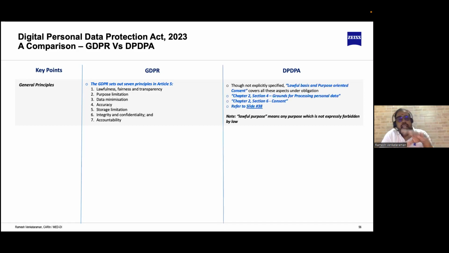Whereas in Indian law, even though we do not have it like this, it's being handled through 2 important aspects: lawful basis and purpose-oriented consent. Consent is going to play a very heavy role. Yeah, beautiful, right? Now I'll just take you through. Wherever I had put here, I'm trying to map the provisions of the Act also. So Chapter 2, Section 4, wherein we talk about grounds for processing the personal data, it clearly says that you need to have a consent.